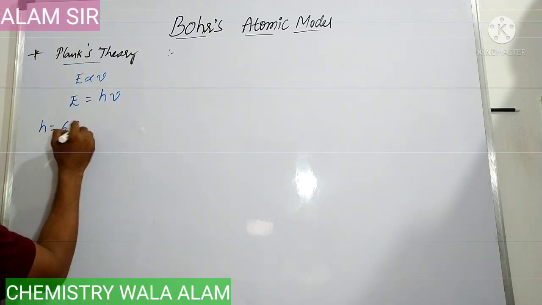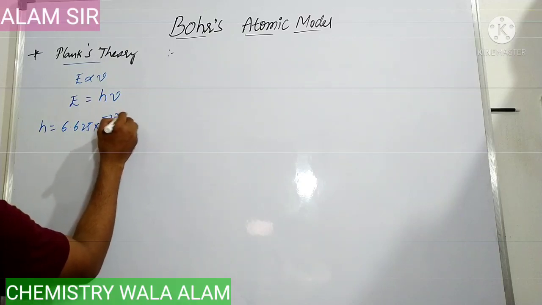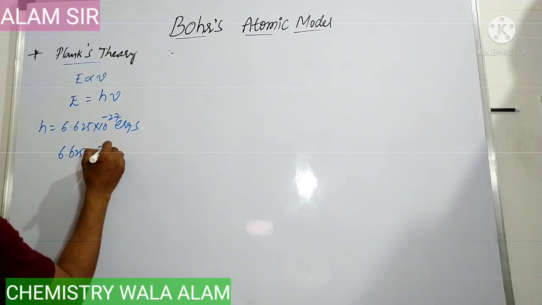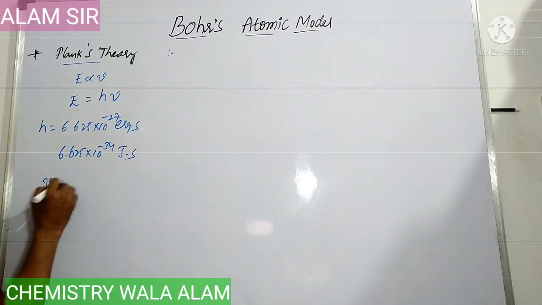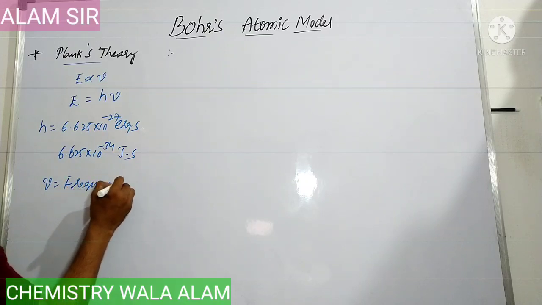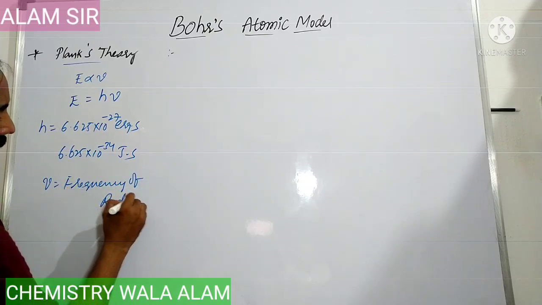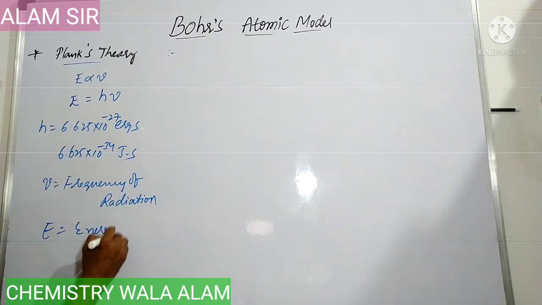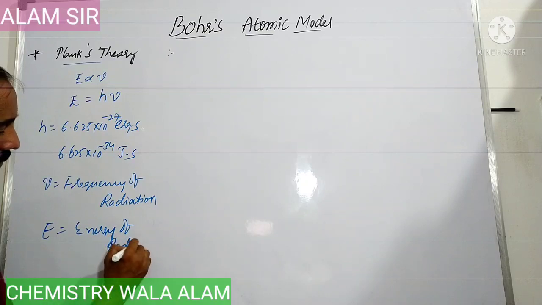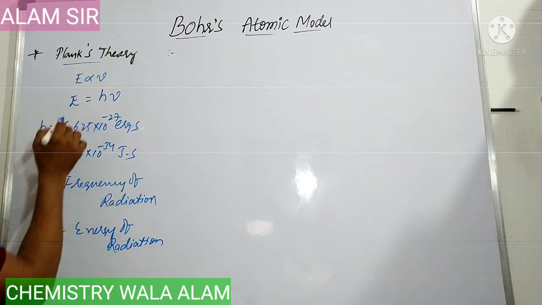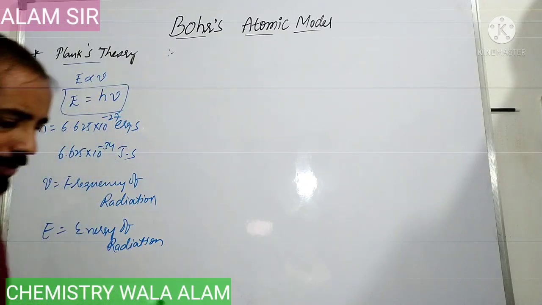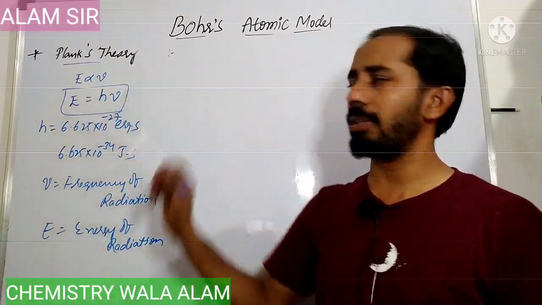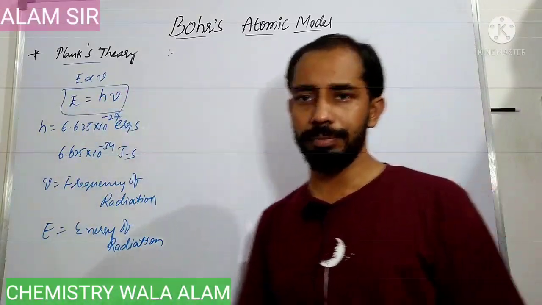Its value is 6.625 × 10^-27 erg·seconds, or 6.625 × 10^-34 joule·seconds. ν is the frequency of radiation, and E is the energy of radiation. That means if energy increases, frequency also increases. If energy decreases, frequency also decreases.